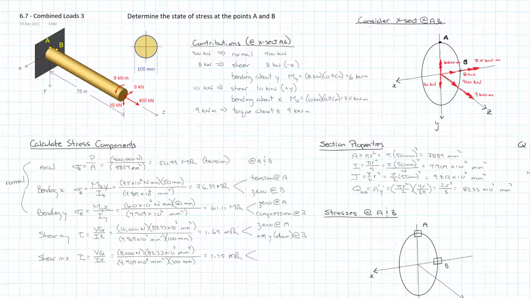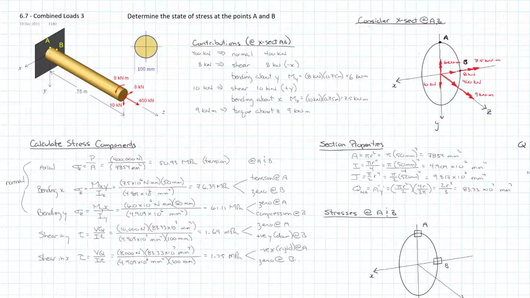So what do we have here? It's negative x, or right, at A, and 0 at B, because it's on the extreme fiber.